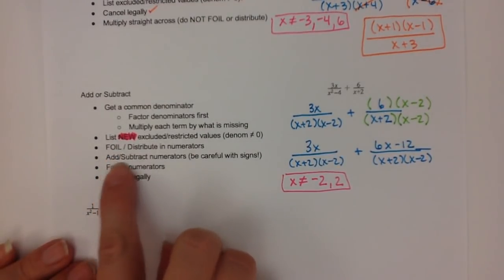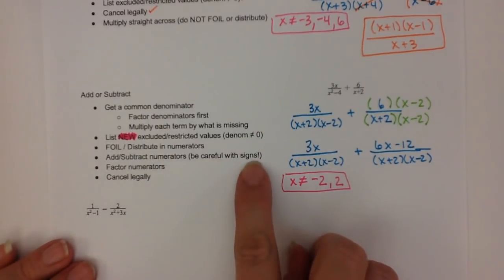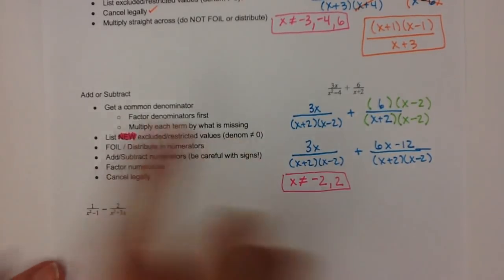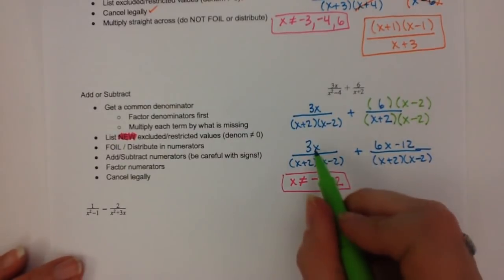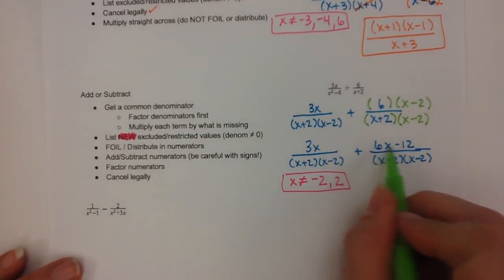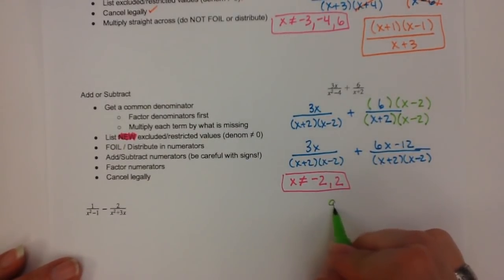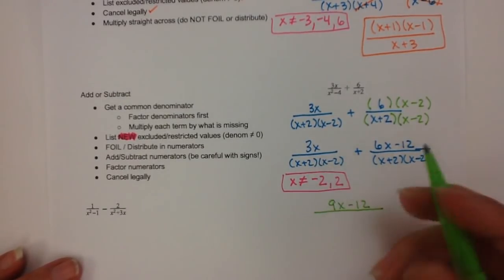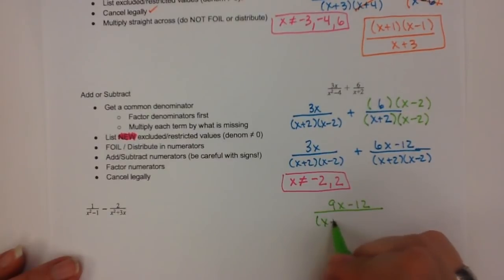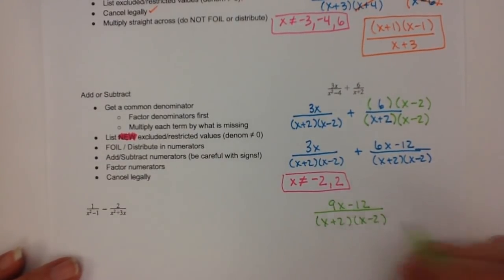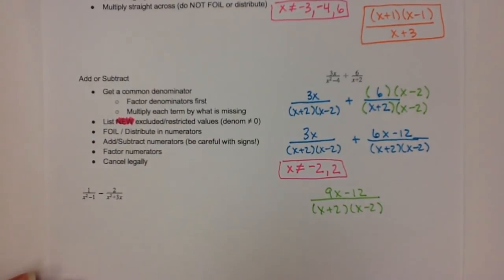And then I'm going to add or subtract the numerators, being careful with the signs. So I'm going to do 3x plus 6x minus 12, which will be 9x minus 12, over, we just keep the denominator the same, x plus 2, x minus 2.